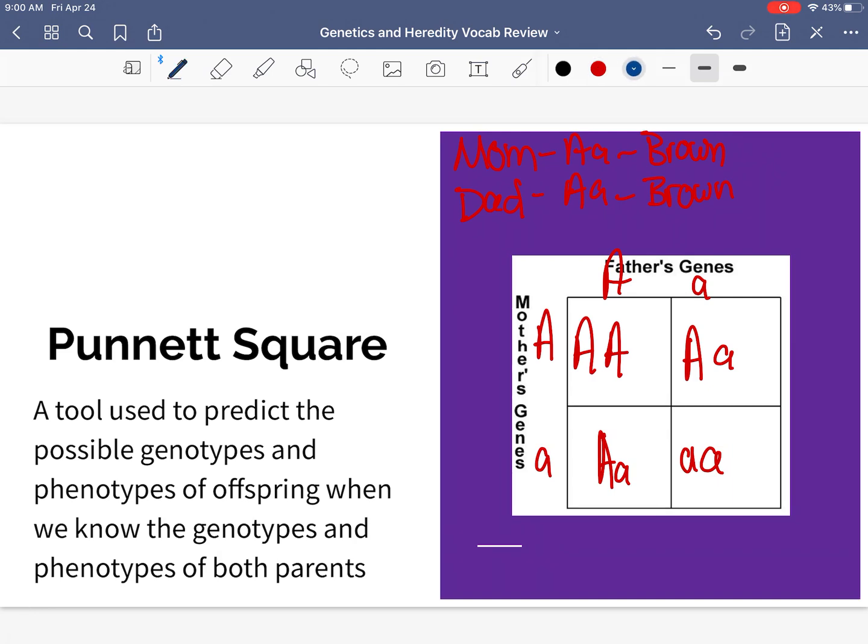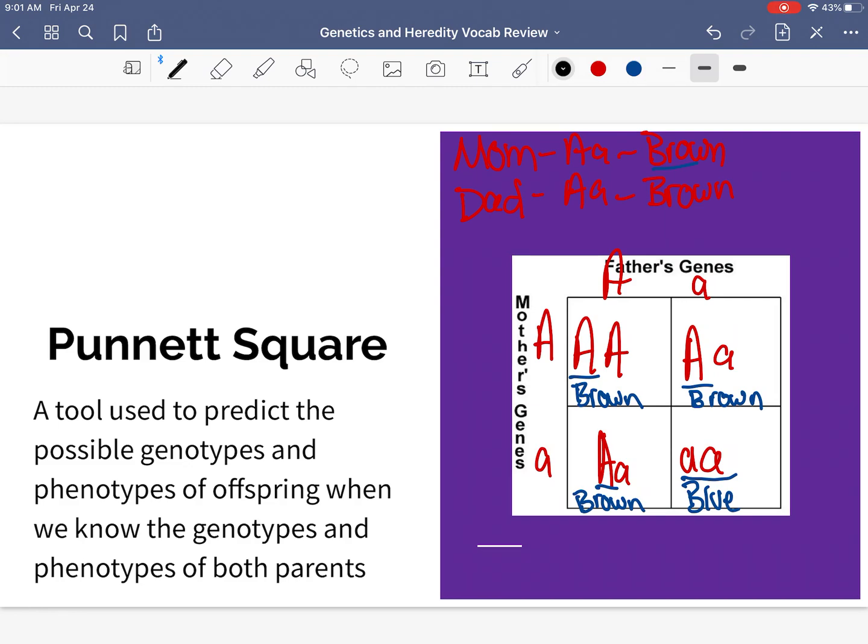Now we need to write the phenotypes. Anytime that there's a capital A, it's going to be brown because that's the dominant gene. So these are brown. These are brown. And brown. And then again, whenever there's two little a's like there is right here, that's when we see that recessive blue trait.